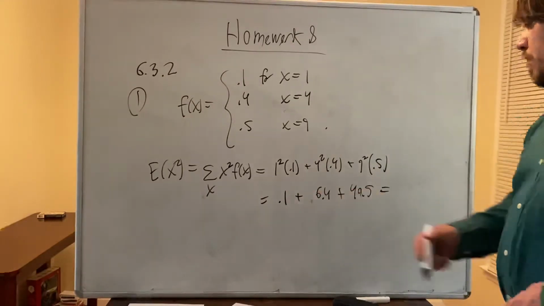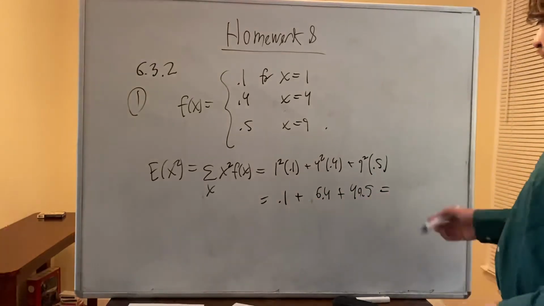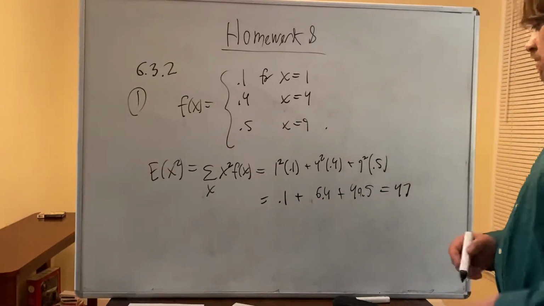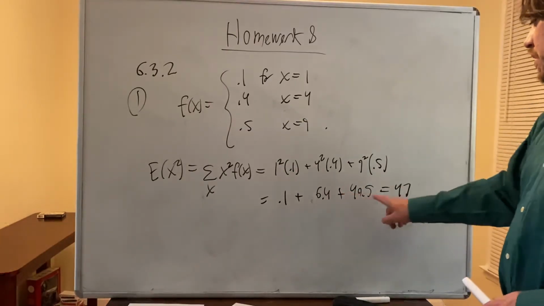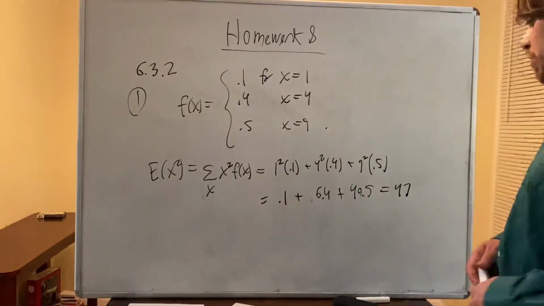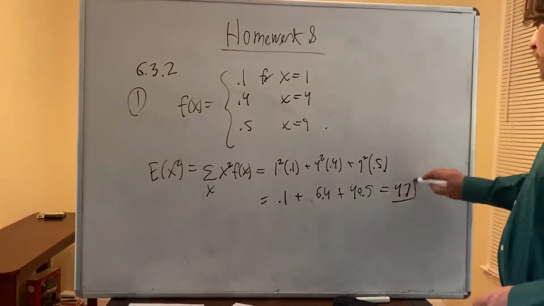And so you add those three up, and you get 6.5 plus 40.5 is 47. Because 40 plus 6 is 46, and then 0.5 plus 0.4 plus 0.1 is another 1. So 46 plus 1, 47. So E of X squared is 47.